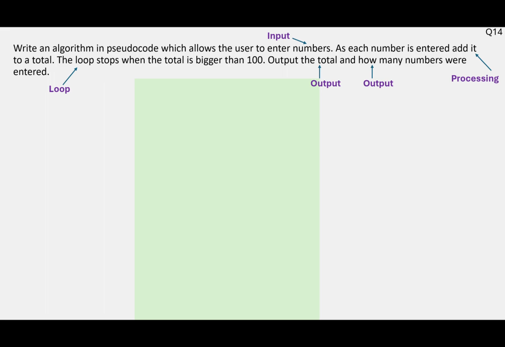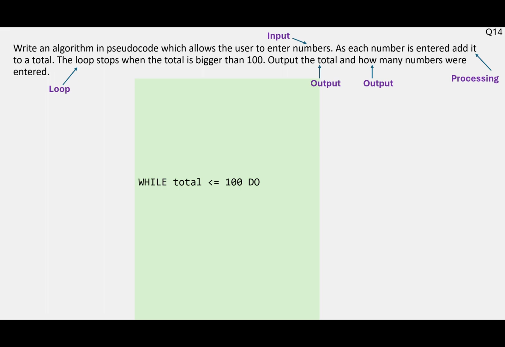So first thing we need to do is perhaps we can set up our loop. Our loop is going to stop when the total is bigger than 100. So while the total is less than 100, we're going to keep adding numbers. Actually it says bigger than 100, so 101 is bigger than 100, which means 100 will be accepted. So while the total is less than or equal to 100, do. Okay, so we're going to keep entering numbers.